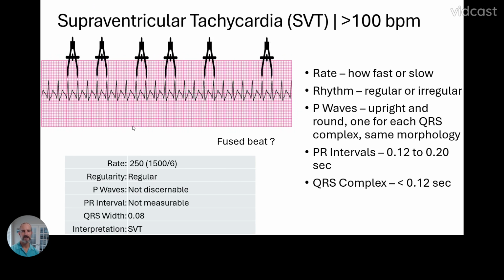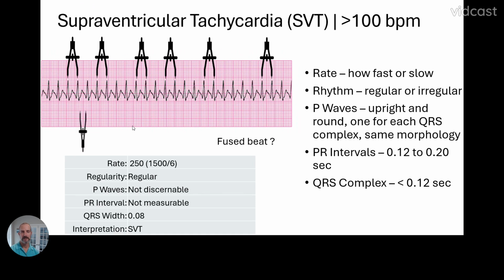And you can see our distances all the way across are 6 small boxes. So we divide that into 1500, and you can see we get a rate of 250, which is moving along. That's a very fast rhythm. And so it is regular.